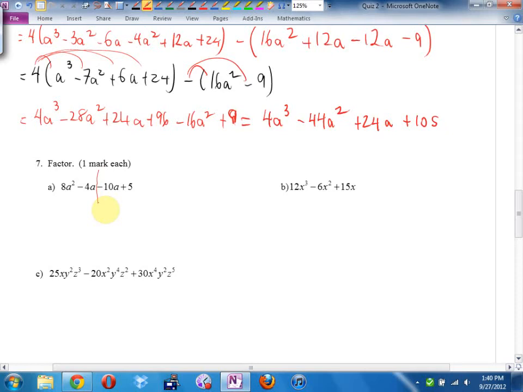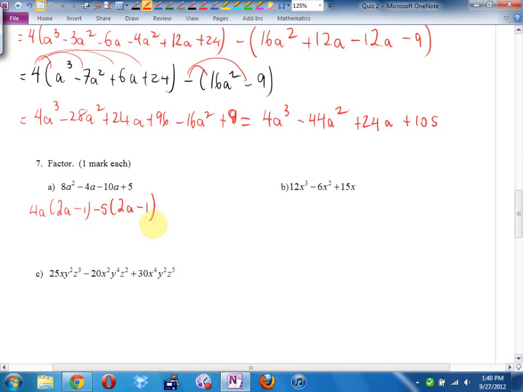I'm going to GCF the first 2. I'm pretty sure there's a 4a. And that leaves me with a 2a minus 1. I'm going to greatest common factor the last 2. I was going to pull out a 5, but I think I actually want to pull out a negative 5 because that gives me a positive 2a and a minus 1.